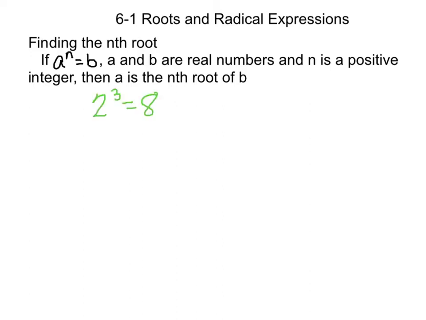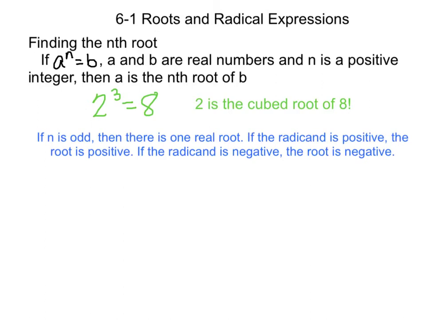To put this in terms that are easier to understand, if we have 2 to the third power equals 8, a and b, 2 and 8, are real numbers, and n, 3, is a positive integer. So 2 is the cubed root of 8. Here are some general rules to keep you on track.